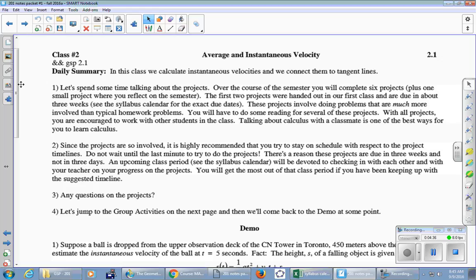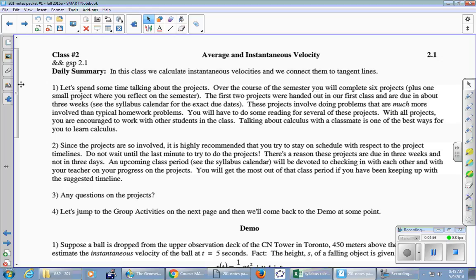Number 1, let's spend some time talking about the projects. Over the course of the semester, you will complete 6 projects plus 1 small project where you reflect on the semester. The first 2 projects were handed out in our first class and are due in about 3 weeks. These projects involve doing problems that are much more involved than typical homework problems. You'll have to do some reading for several of these projects.